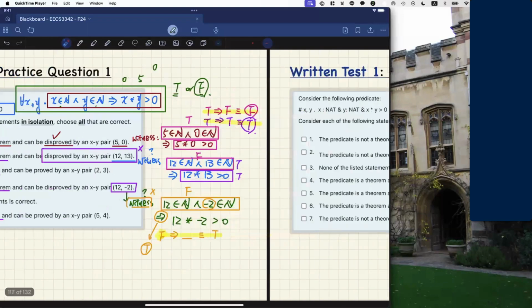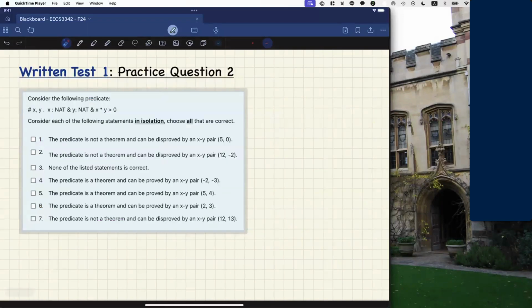All right, the second one. And the second one is about existential quantification, right? So let me just turn that into the math form right away. So this one here would be there exists x, y, bullet point. The range will be x is a natural number, and also y is a natural number, and also x multiplied by y larger than 0.